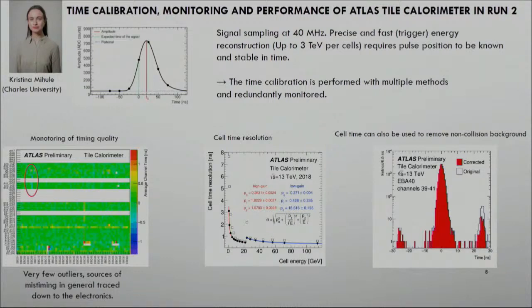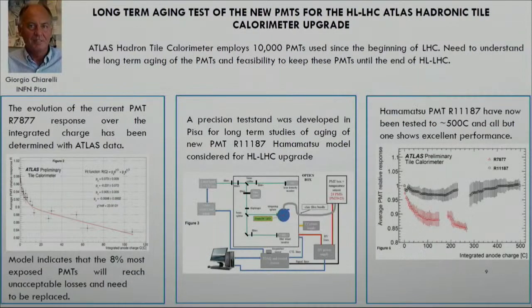We have also measured the cell time resolution, and you can use the timing here for finding non-collision backgrounds. So beam-induced backgrounds, there is a very tiny bit. It's not like the muon collider, but there is a little bit of it in ATLAS as well, at the LHC. Here is a poster which looks at the long-term aging of PMTs for high luminosity LHC.